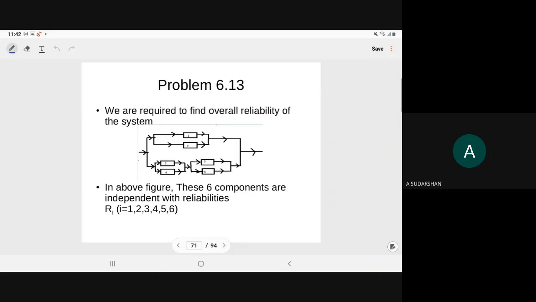Now, it is a book problem 6.13. We are required to find the overall reliability of the system. So, from the above figure, what is the arrangement of these subsystems?